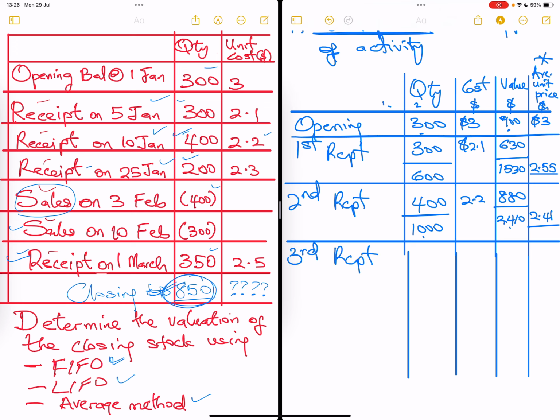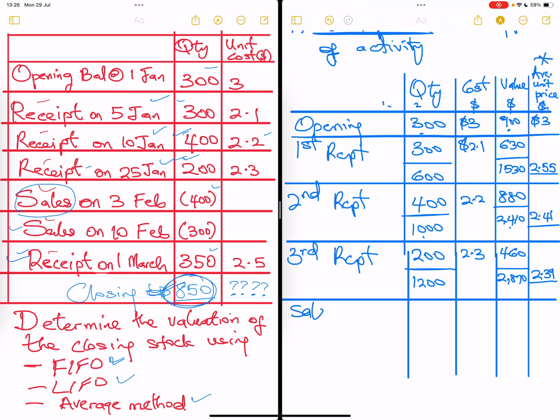What happened? The third receipt: 200 units this time around, but at 2.3. So that's 460. And when we close, we have 1,200 units. Then the value will now be 2870. Then we need to calculate our weighted average price, which will be 2870 divided by 1200, and that is 2.39. So if we need to sell, which is going to happen right now.